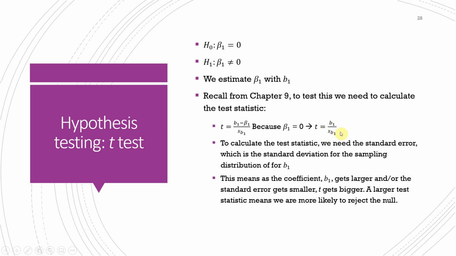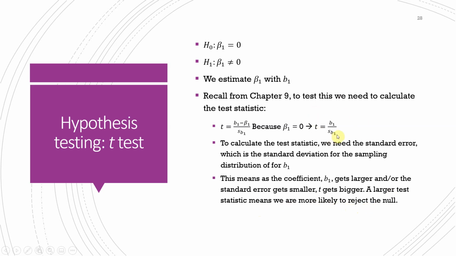So the smaller the variability in the error, right, then the more confident we can be in this estimate here. So that would also increase t. So again, if this coefficient gets larger and/or if the standard error gets smaller, t gets bigger. A larger test statistic means we're more likely to reject the null.